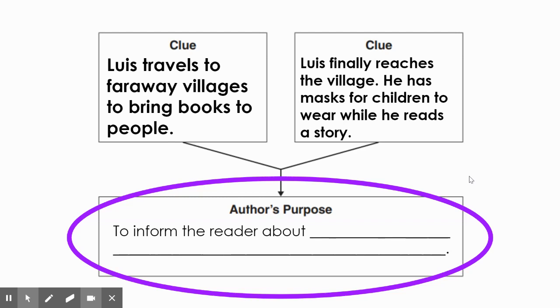So I want you to continue and finish this sentence. The author's purpose was to inform the reader about what? What information was the author giving us? Who was the story about? And what did they do? Remember to take a look at your clues above to help you finish the final sentence of the author's purpose.